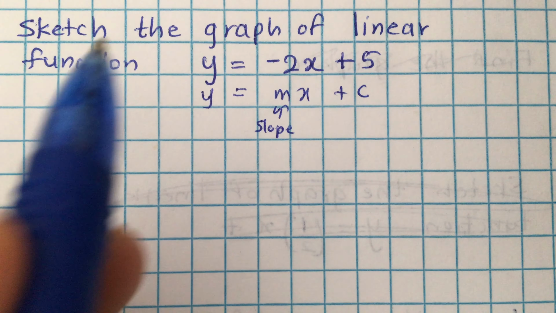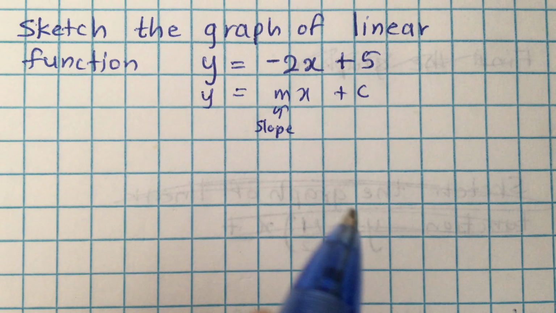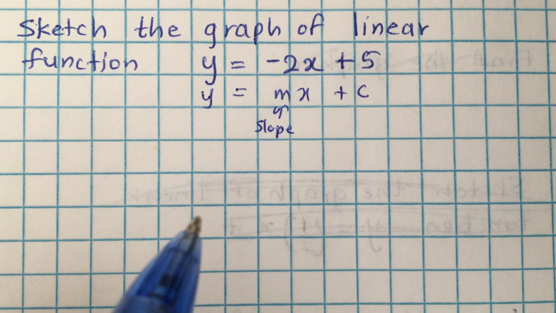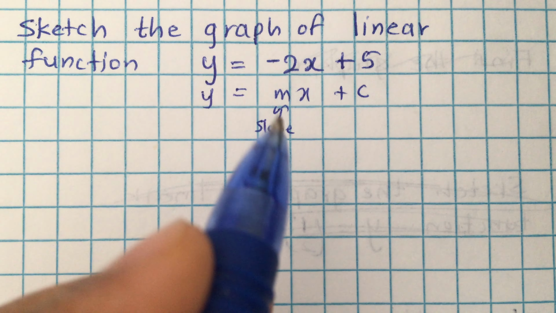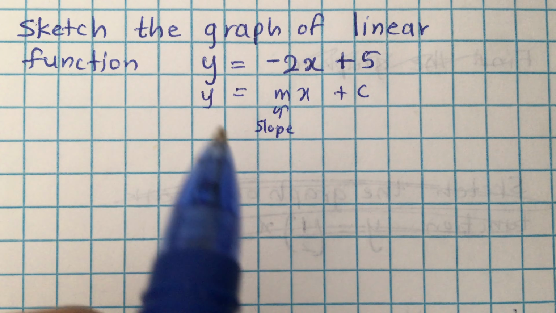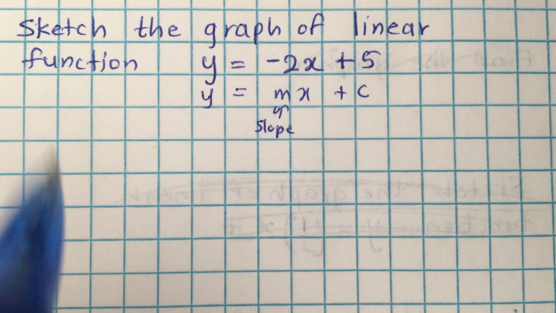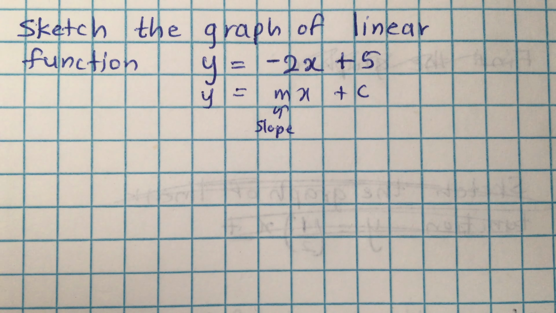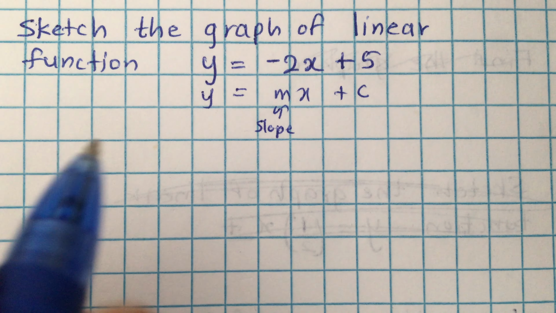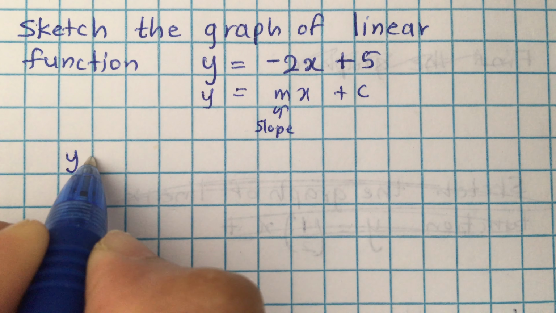Okay, so to sketch this graph, as you can see, it's a linear function. At least we need two coordinates to draw this graph. So let's find out those two coordinates. In linear functions, we have the y-intercept and the x-intercept. Let's look at the y-intercept.